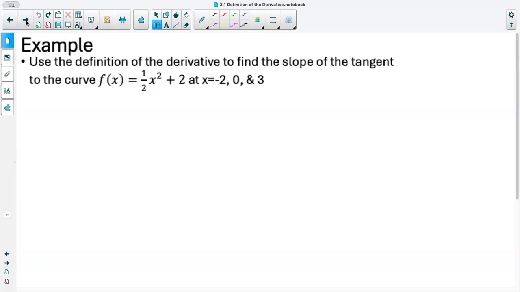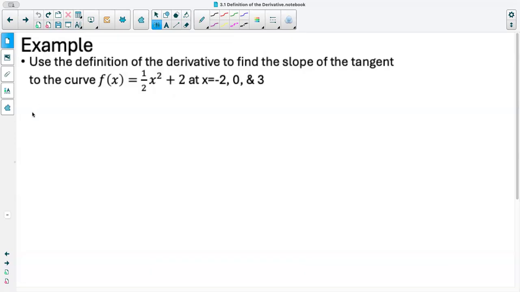Okay, so we'll look at an example. We want to use the definition of a derivative to find the slope of a tangent to the curve f of x equals 1/2 times x squared plus 2. And we want to find that slope at x equals -2, 0, and 3. So the first thing we're going to do is find our derivative, so that we have the equation of the slope of this function. So we're going to use our definition of the derivative to do so.